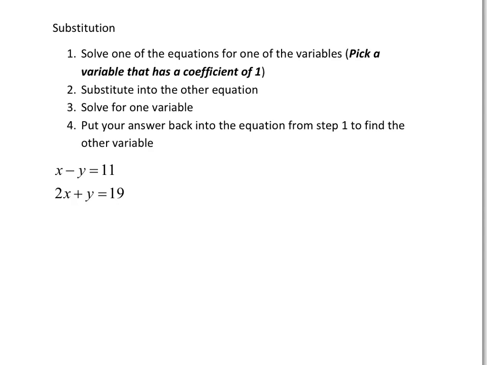Wow, that sounds like a lot of stuff. So let's give it a go and see if we can break down the steps. First of all, I'm going to solve one of the equations for one of the variables. So, looking in the first equation, I have x minus y. X and y both have a coefficient of 1, so either one of those would be a good choice. In the second equation, I have 2x plus y equals 19, so that y would be a good choice, but I wouldn't solve for x in the second equation, because then I would get a fraction when I would divide everything through by 2. So I'm just going to solve the first equation for x, because that's the one on the left, and that looks good to me.